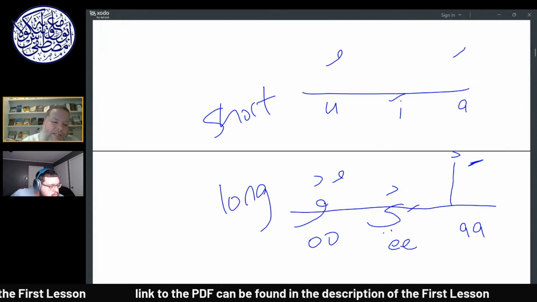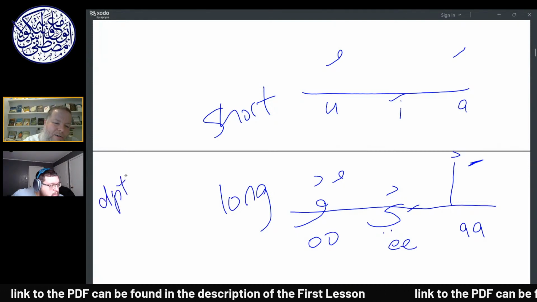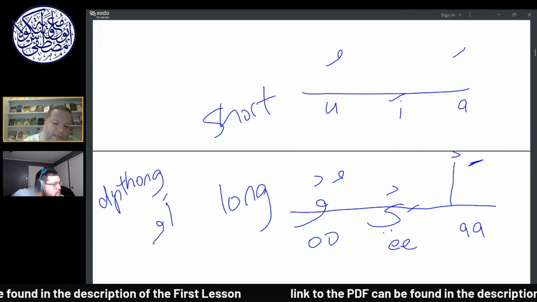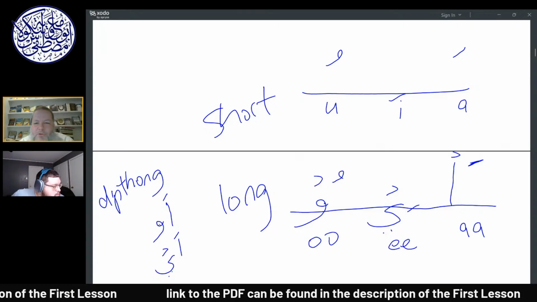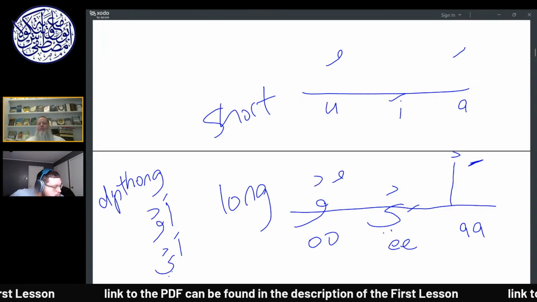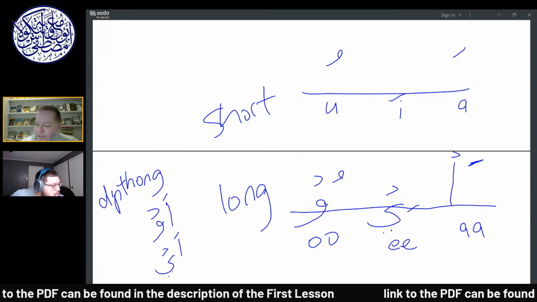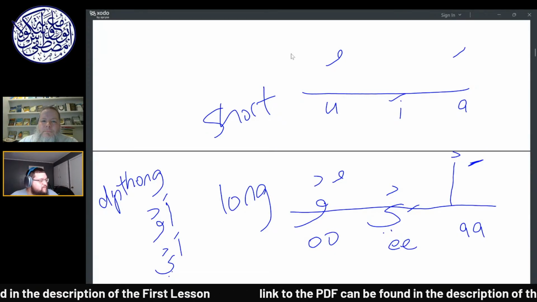And then we have our diphthongs, right? We have our diphthongs, which are ow and ay, right? So those are all our vowel sounds for now. That's it. Is that clear? Yep. Need some practice, but yeah.